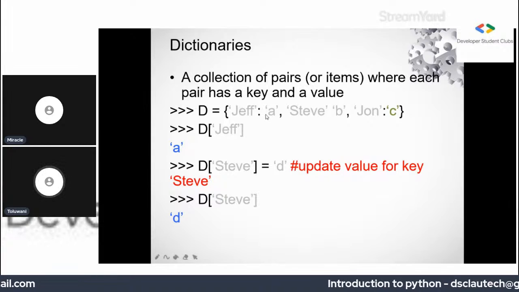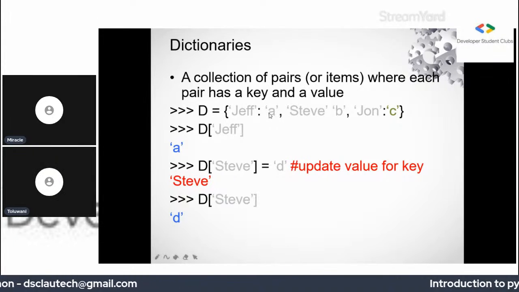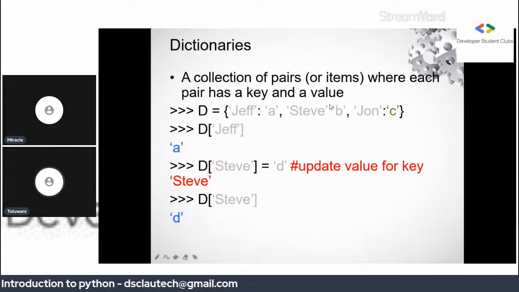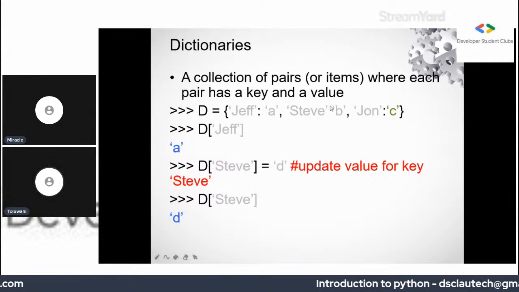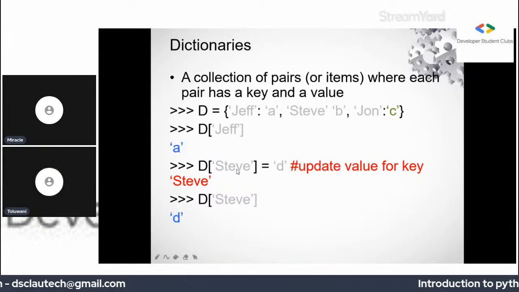Okay, D equals Jeff. Yes, this is the key, and this is the value. Yes, you assign the value to it, the key and the value. For Steve, this one is actually a mistake. There should be a colon in between. Do you get? Yes, there should be a colon in between. That was why we came back here and decided to assign a value to Steve here. And we assigned the value.